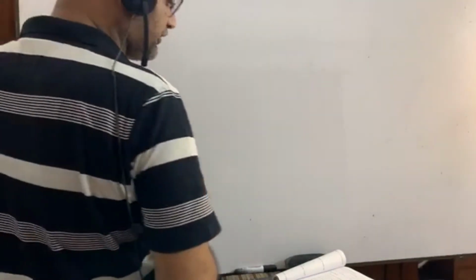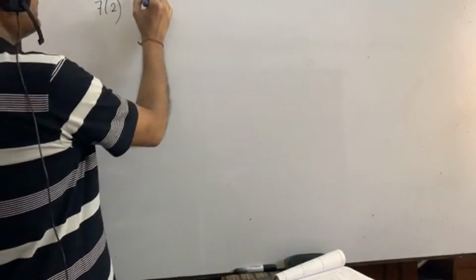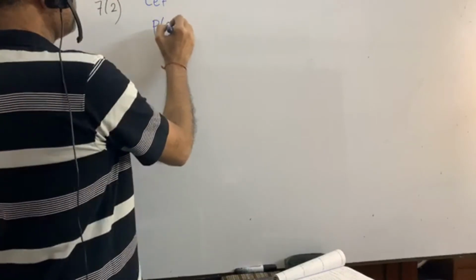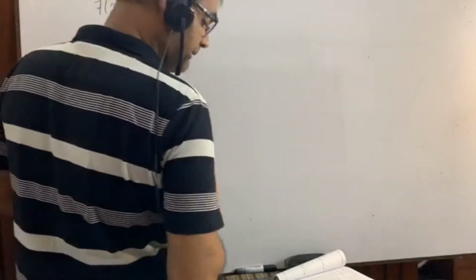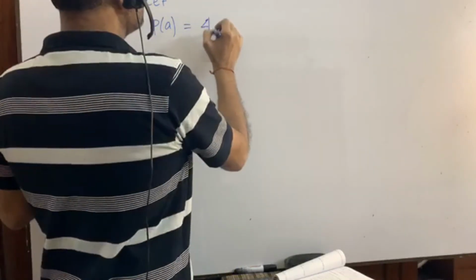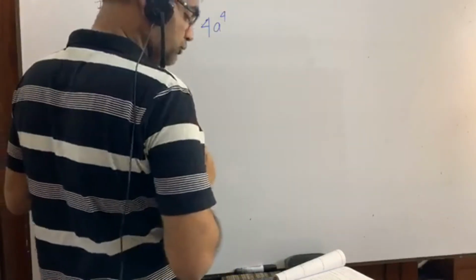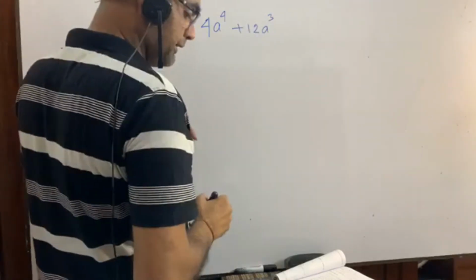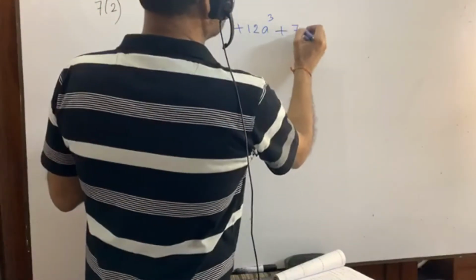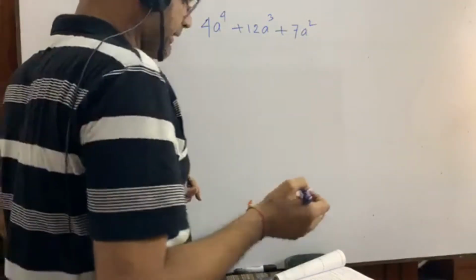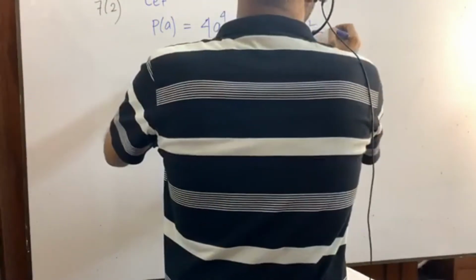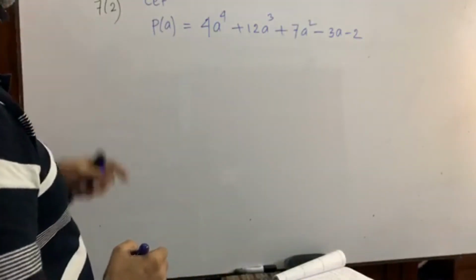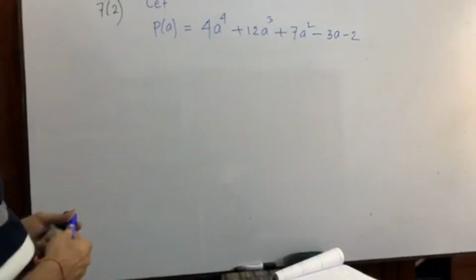Okay, at first you have to start the math writing let. Okay, write down let P of A. P of A is equal to, it is given as 4A4 plus 12A cube, plus 7A square, minus 3A minus 2. The math is given like this. Have you got me? Yes, we have got.